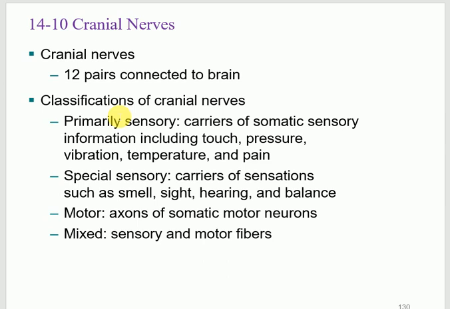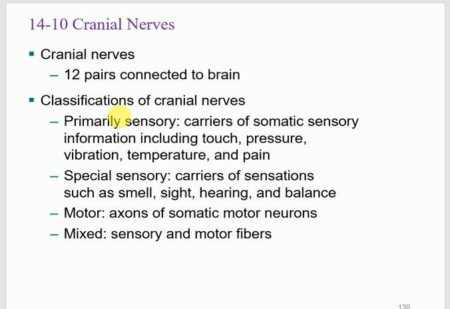Is it sensory or motor or mixed? Do you remember spinal nerves are all mixed? This is not the case here. For those 12 cranial nerves, some of them are pure sensory, some of them are pure motor, and some of them are mixed. You need to know which one of those. Then the next is where you start, where you end, and what happens if you're injured.